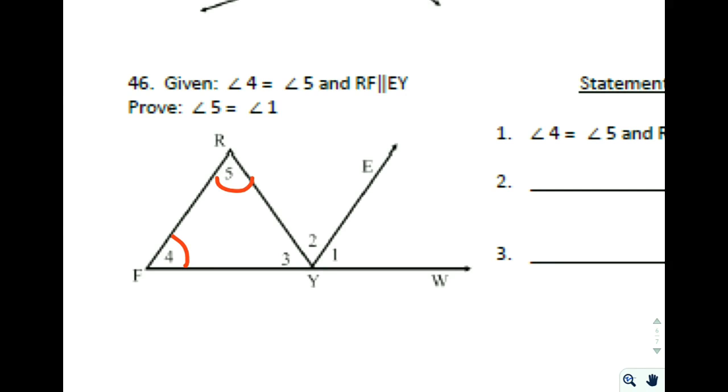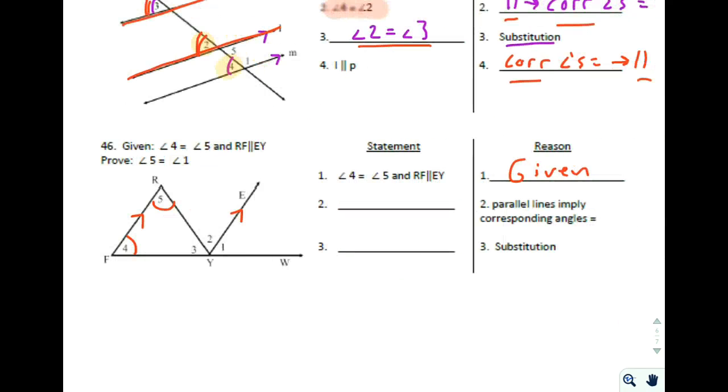We are given that RF and EY are parallel. So we know those lines are parallel, we know those angles are the same. We want to prove that angle 5 and 1. That's what we want to get to, is that 5 and 1 are the same. So we are told that parallel lines imply corresponding angles are equal. Parallel lines gives us equal corresponding angles.